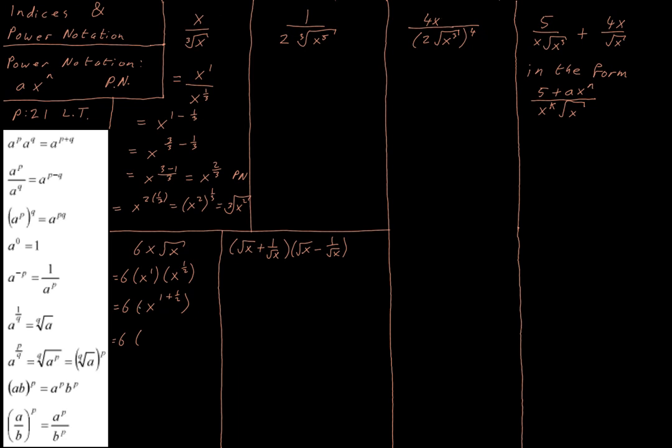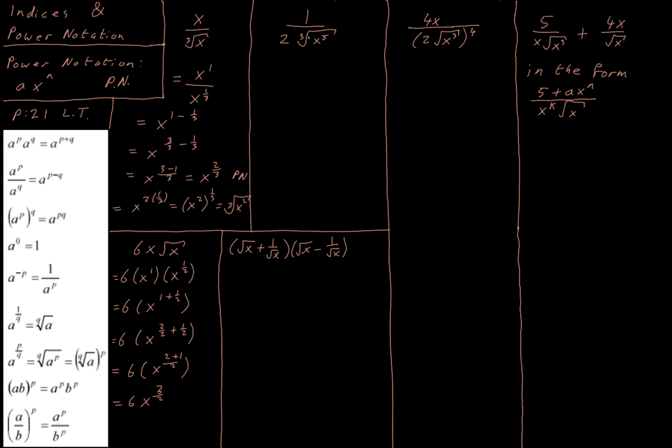6 times. The bracket is just to clarify that we're dealing with the x's. You don't actually need to write it in unless you particularly wish to. It just clarifies we're dealing with this stuff, and the 6 is really just on the periphery. We're not worried about it too much. x to the power of 2 plus 1 all over 2, 6x to the power of 3 all over 2.